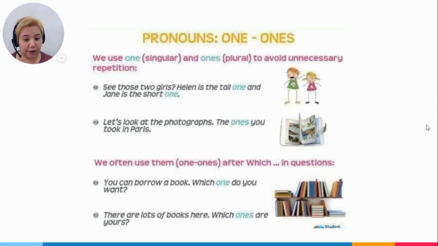Example, you can borrow a book. Which one do you want? There are lots of books here. Which ones are yours?